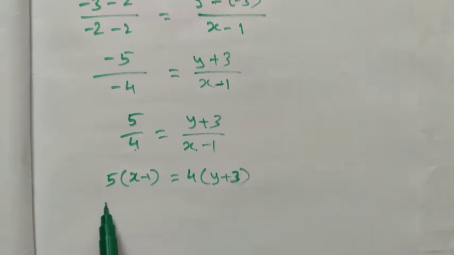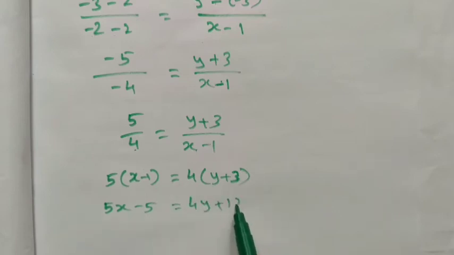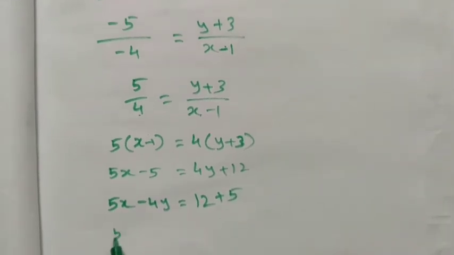Now multiply inside: 5x minus 5 is equal to 4y plus 3 fours are 12. I take the variable terms to one side and the constant term to the other side. So 5x, if I take this 4y to this side, we get minus 4y is equal to, here already we have 12. I take this 5 to that side, we get plus 5, right? So 5x minus 4y is equal to 17. I call this equation number 1.